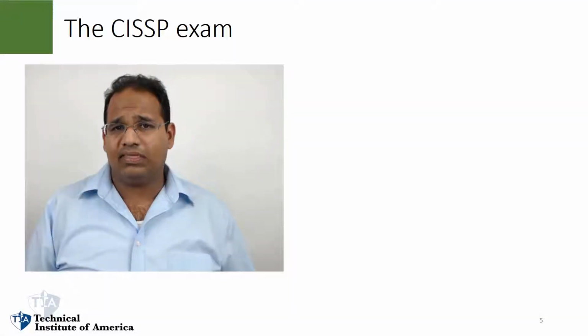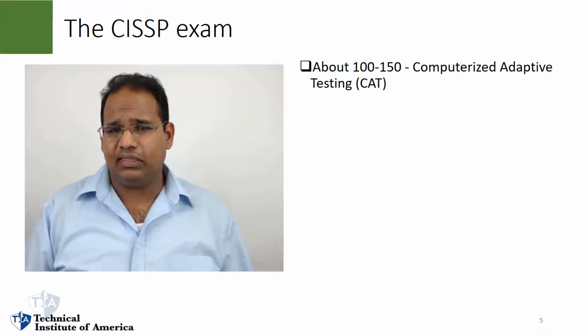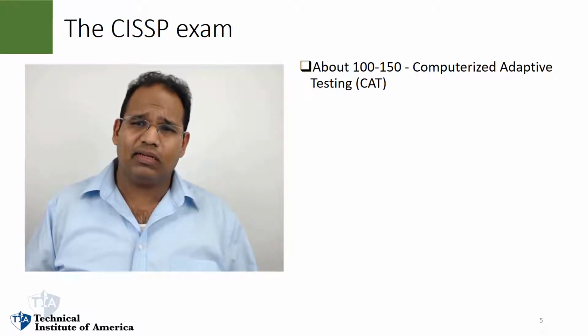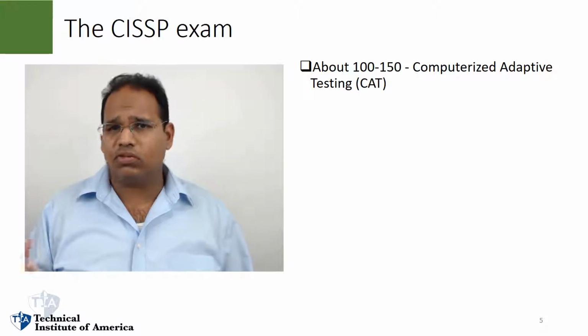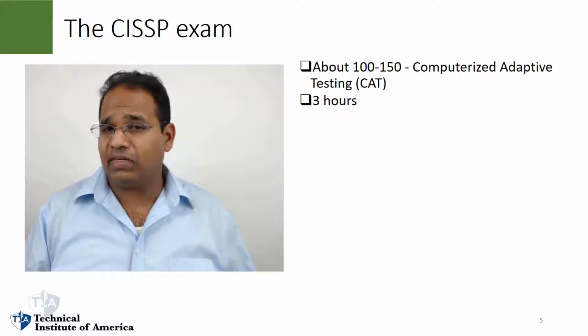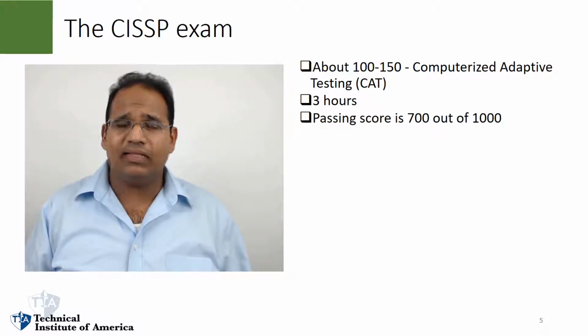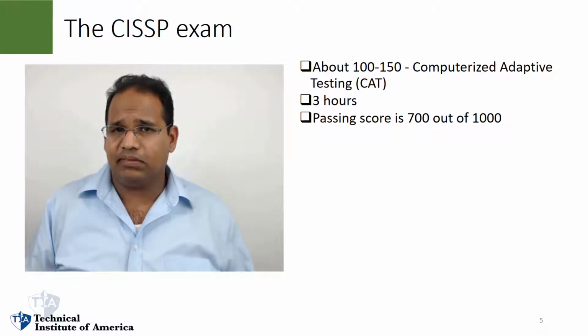Okay, let's talk about the actual CISSP exam. Now, the actual CISSP exam is known as a computerized adaptive test, and you will get about 100 to 150 questions on this particular exam. You'll have 3 hours to complete it, and you need 700 out of 1,000 to pass. In other words, you need about 70%.